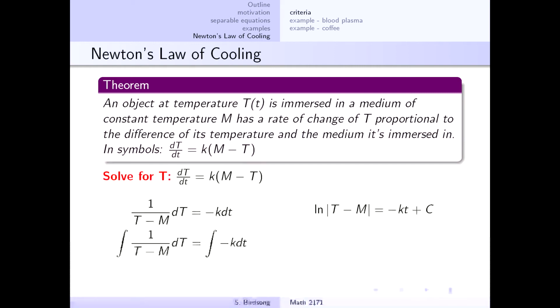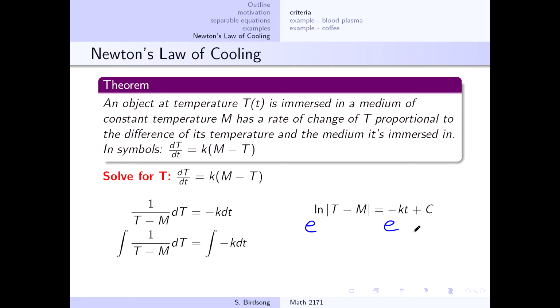Now at this stage we want to go ahead and solve for capital T, because typically we then want to do something with that function. Technically speaking, we do have the implicit solution right here, which is perfectly fine. It all depends on whether you need to do something with your temperature function.